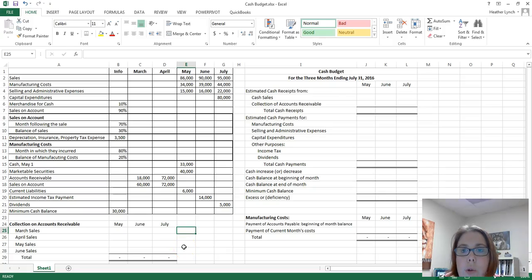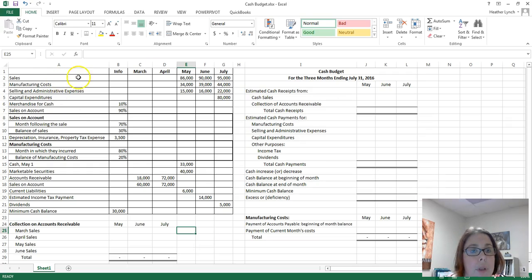Hi everybody, we're back. Okay, so the next budget that we're going to do for this chapter is the cash budget. And what we're doing here is a cash budget for the month of May, June, and July. And understand that these are estimates, okay? Not everything's going to happen exactly how the company wants.